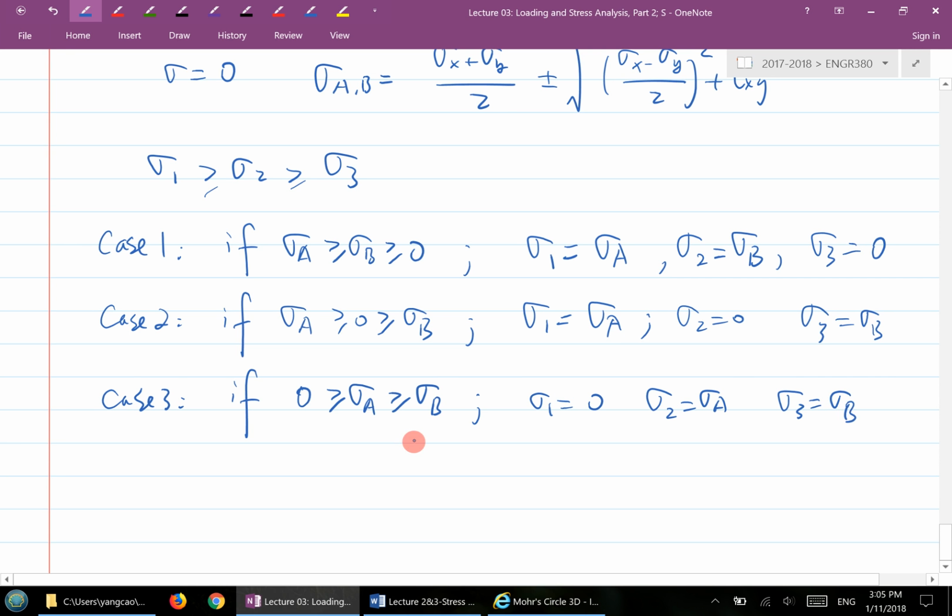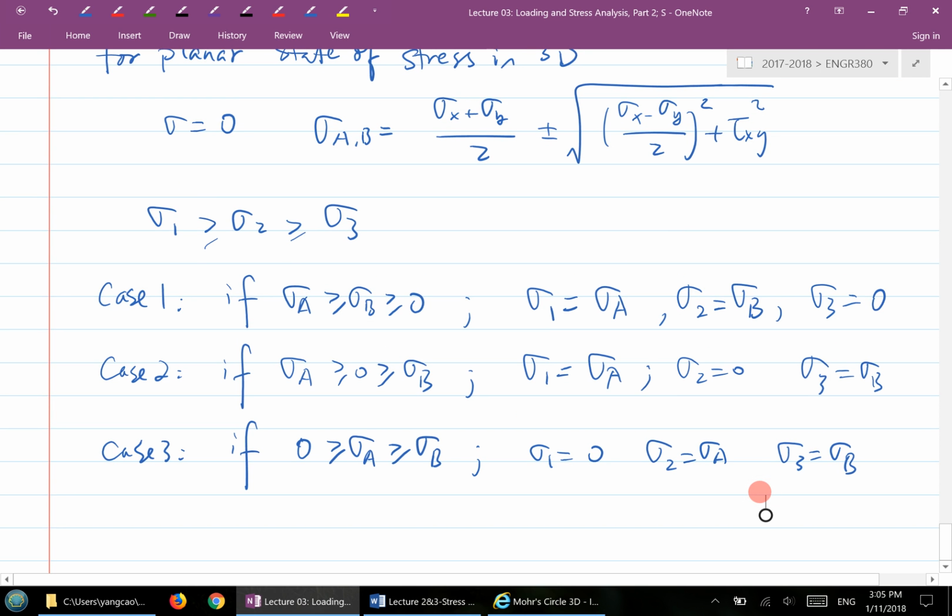You might ask, is it possible for sigma B to be greater than sigma A? It's not, because of the way you calculate sigma A and B here, there's a positive and a negative sign. The positive is always for A, negative for B. So sigma A is naturally greater than sigma B. Okay.